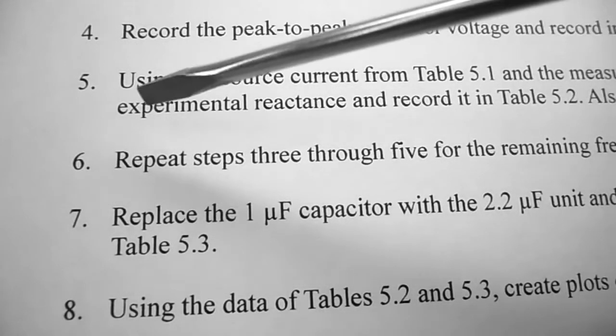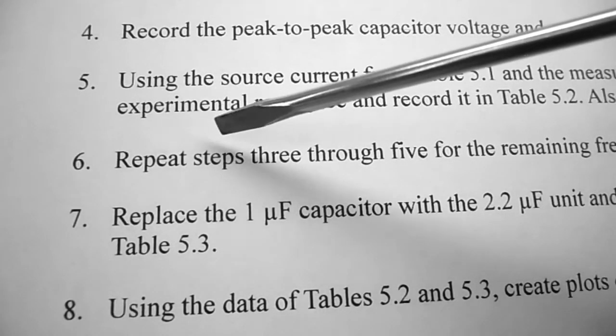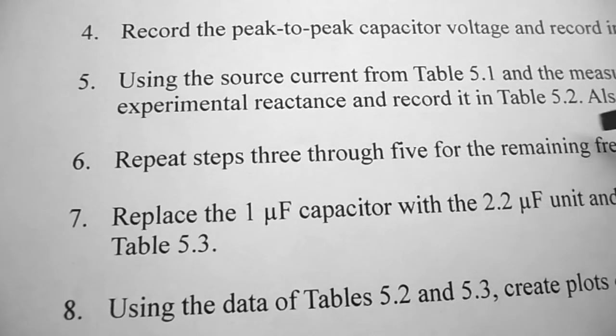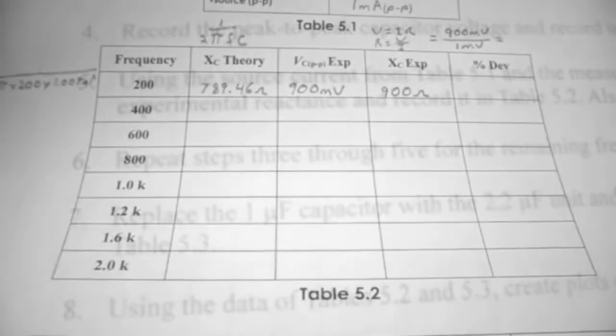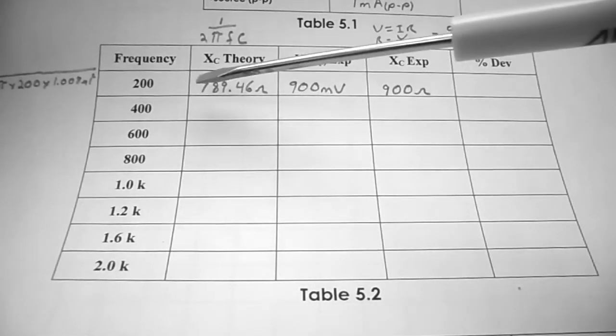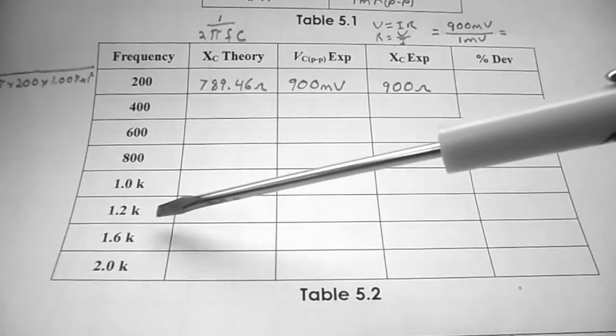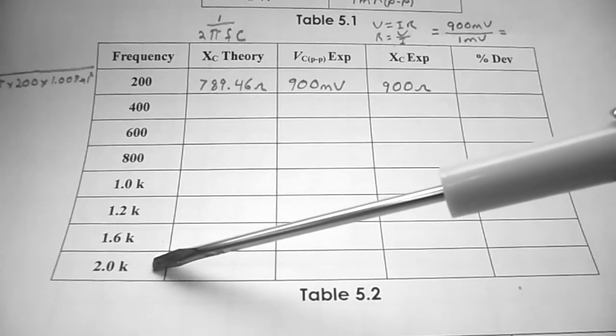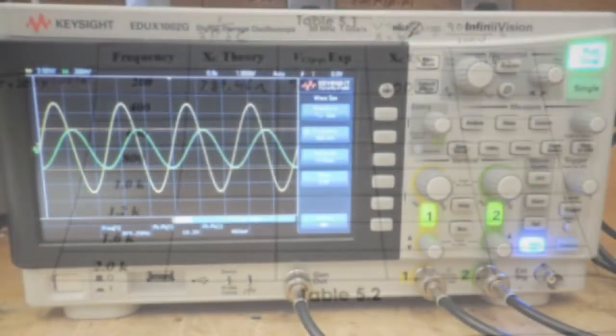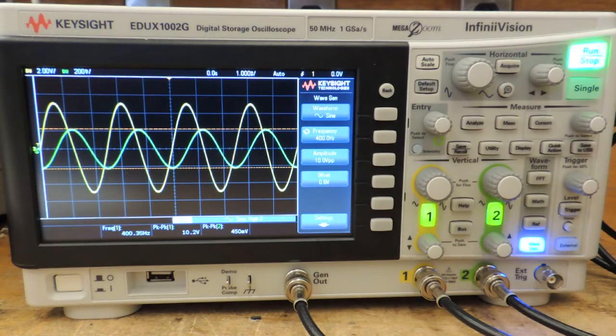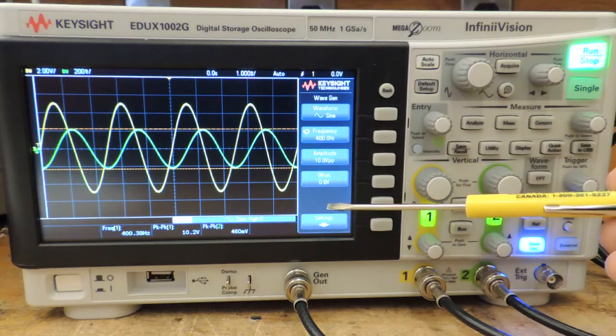So under step 6 of the procedure, we're going to repeat steps 3 through 5 for the remaining frequencies of table 5.2. In table 5.2, we're going to go from 200, 400, 600, 800, 1000, 1.2K, 1.6K, and 2K. So under procedure, for step number 6, we're going to fill in the rest of table 5.2. Make sure you do have the WaveGen menu items selected.